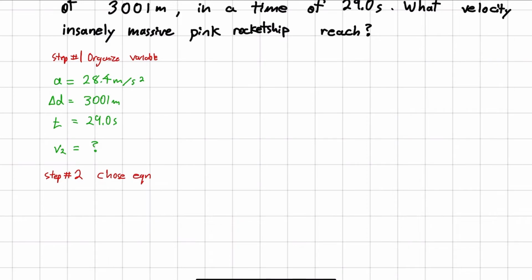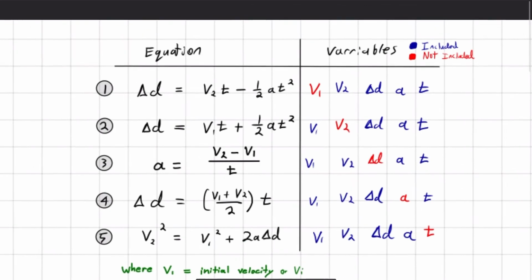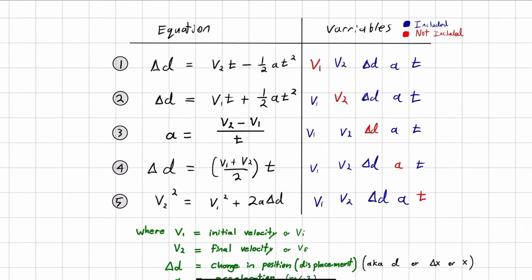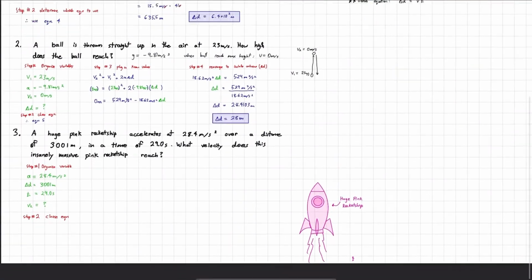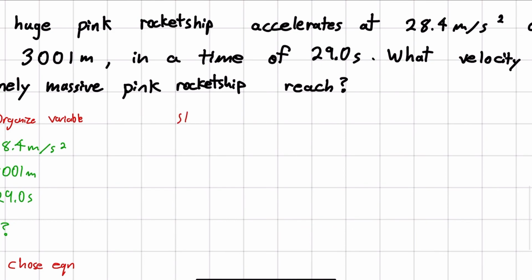And to pick an equation, we're going to, again, look at our variables that were given. So acceleration, displacement, time, and final velocity. And looking at that, which equation are we going to use? Well, we've got final velocity, displacement, acceleration, and time. So we're going to use equation number 1. So moving on to step 3.